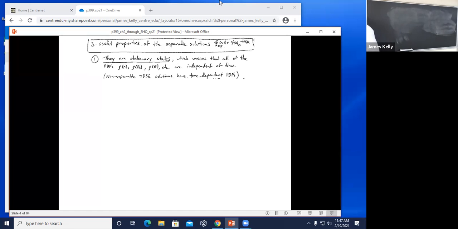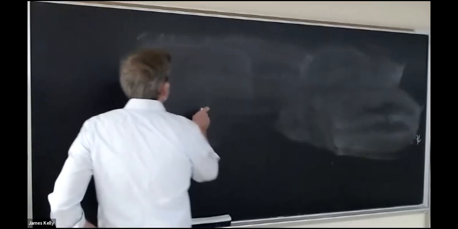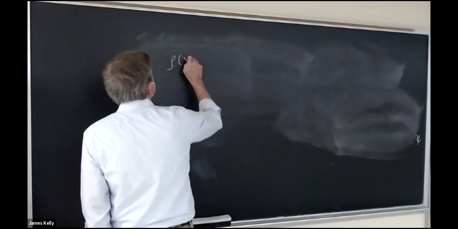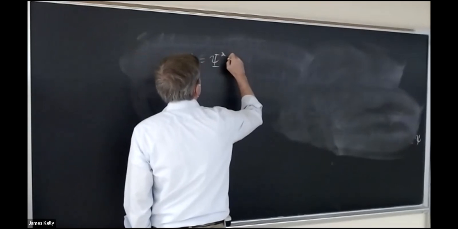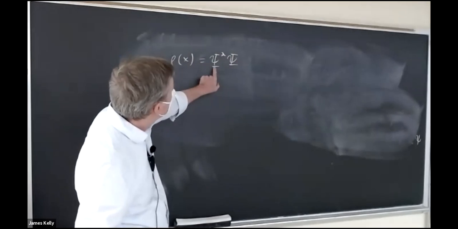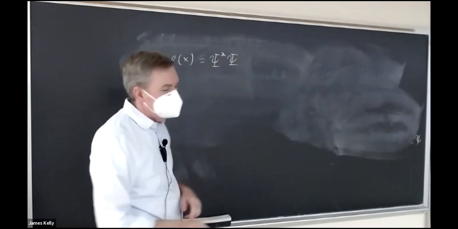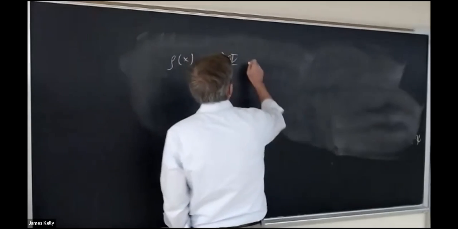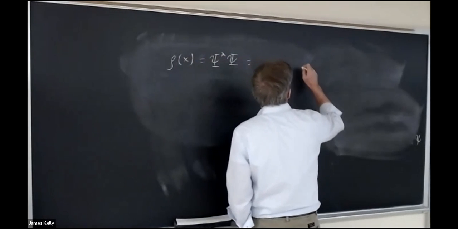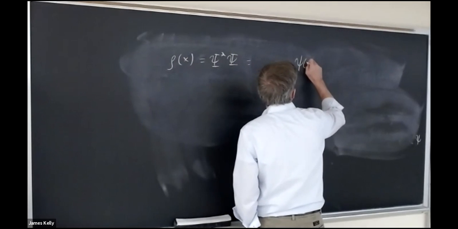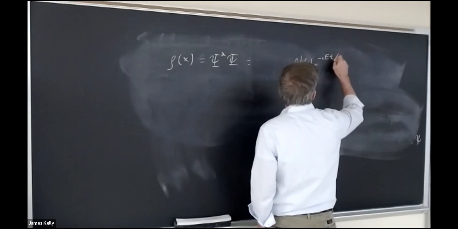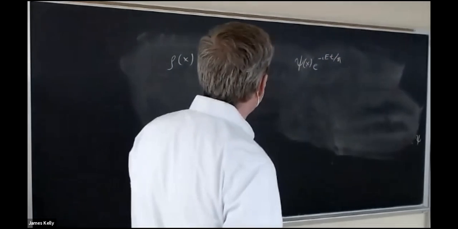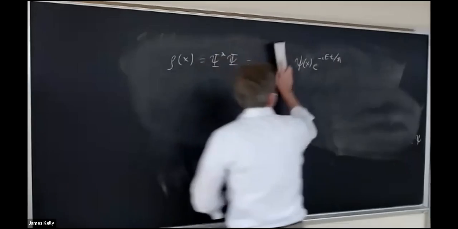Let's get back here to the screen. Rho of x is psi star psi. This is the full psi. You have to keep in mind the difference between capital psi, which has these little serifs on it, and the lowercase psi that doesn't. Psi has this form: lowercase psi of x times e to the minus iEt over h bar, where E is one of those allowed energies.